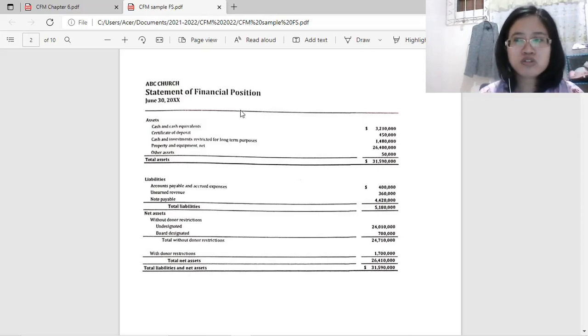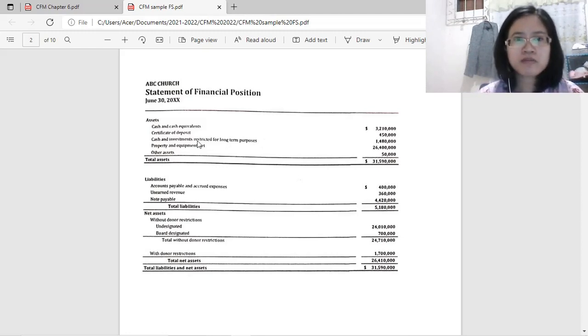The inclusions or the items that would appear on the statement of financial position are the following. So you have your assets, the types of assets: current and non-current. So for the current, you have your cash and cash equivalents: bills, paper money, coins, bank deposits, market securities if the church engages in short-term investments.